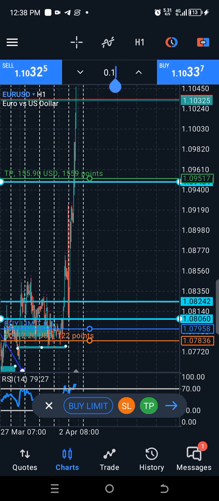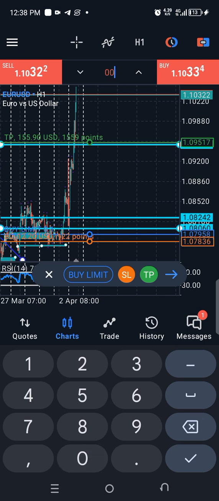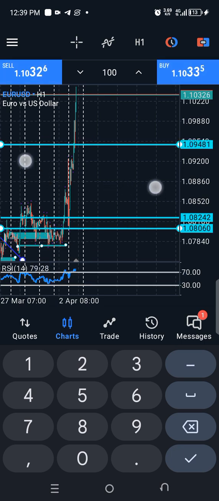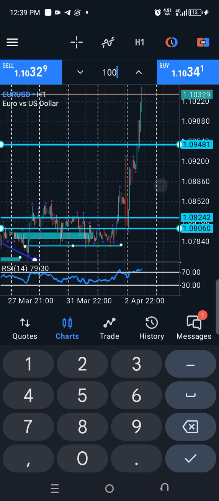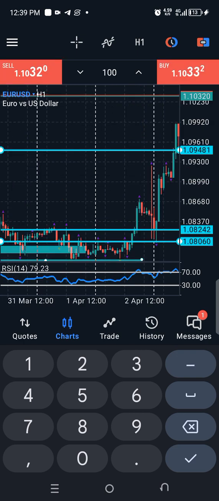So this is 0.1 lots. If it was 0.01, it would be $15. If it was one lot, it would be $1,500. If it was 10 lots, it would be $15,000. If it was 100 lots, it would be $155,000 in this trade in a period of 2 days. So this just shows you that the strategy is viable and it works. And I think we shall be seeing more of it as we trade along in the live chats.